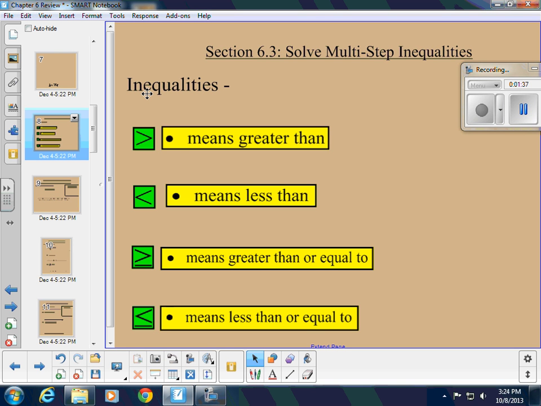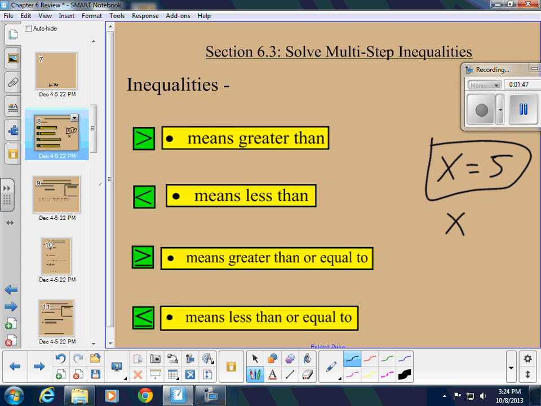There's just one kind of glitch that we'll have to keep an eye on, but otherwise the steps are exactly the same. When it comes to representing the solution to an inequality, remember that an equation has an equal sign, so we get some kind of answer like x equals 5. With an inequality, we get something like x is greater than 5, or even greater than or equal to 5. In the equation case, we have just one solution. In the inequality case, we have an infinite amount of solutions. It can be any number that's greater than or equal to 5.